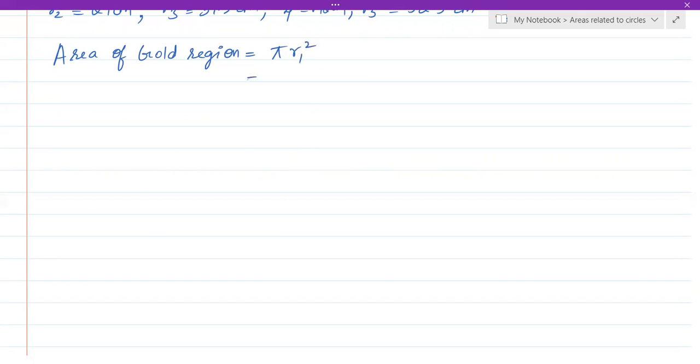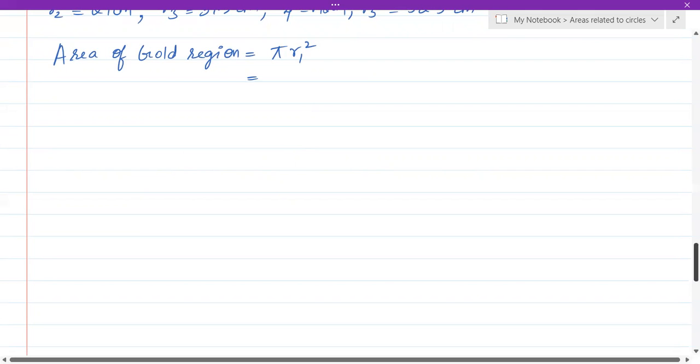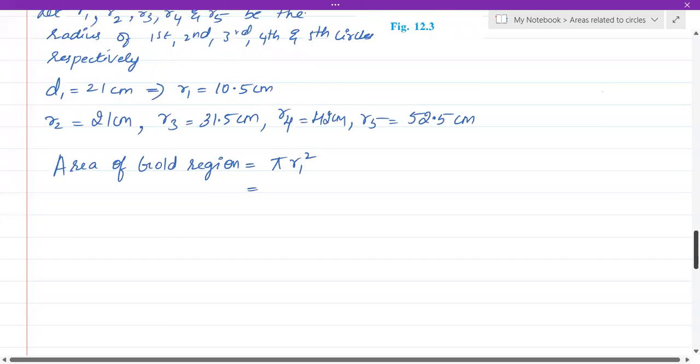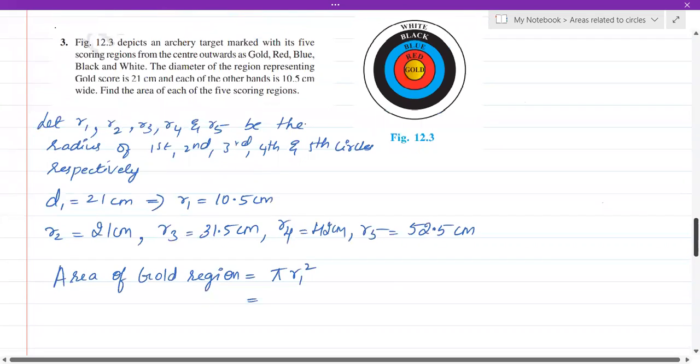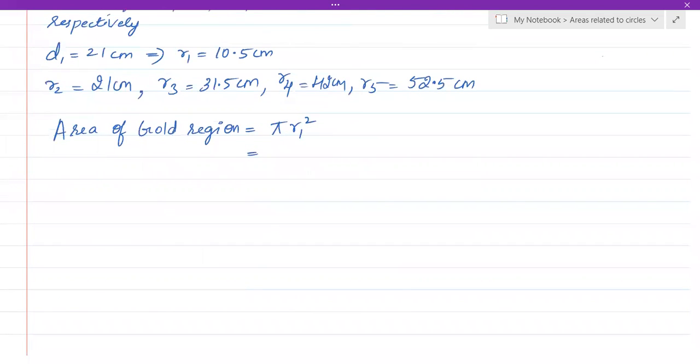So pi R1 square. See, until and unless they mention pi as 3.14, we are not supposed to use it as 3.14. If they give it as 3.14, you're going to use it. Otherwise, we'll take the value of pi as 22/7. Remember that. We always take the value of pi as 22/7. But if they have given the value of pi as 3.14 or whatever, we're going to use that. Okay. So here R1 is 10.5, the whole square. Now 22/7 into 10.5 the whole square.